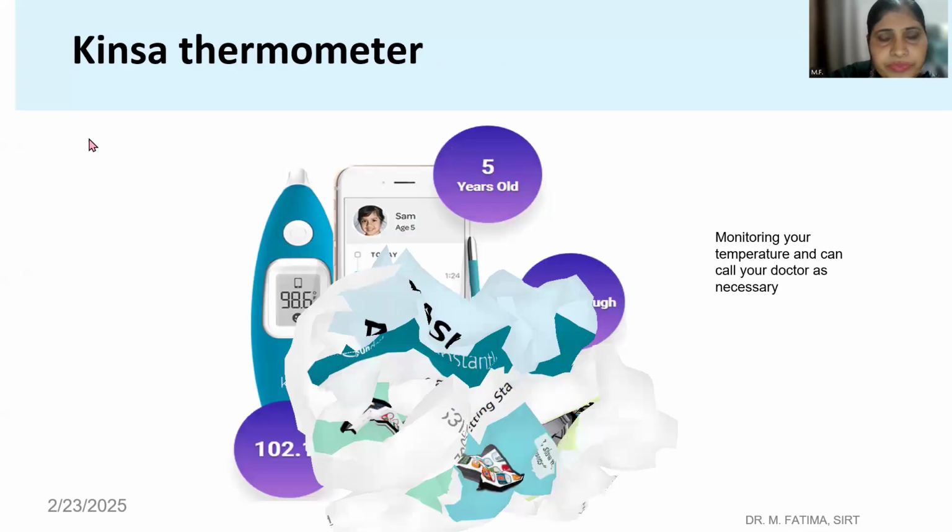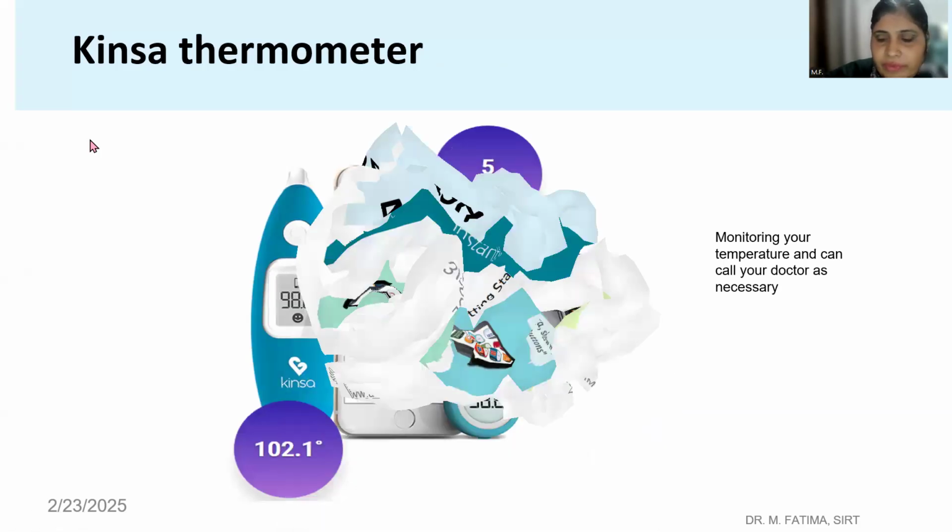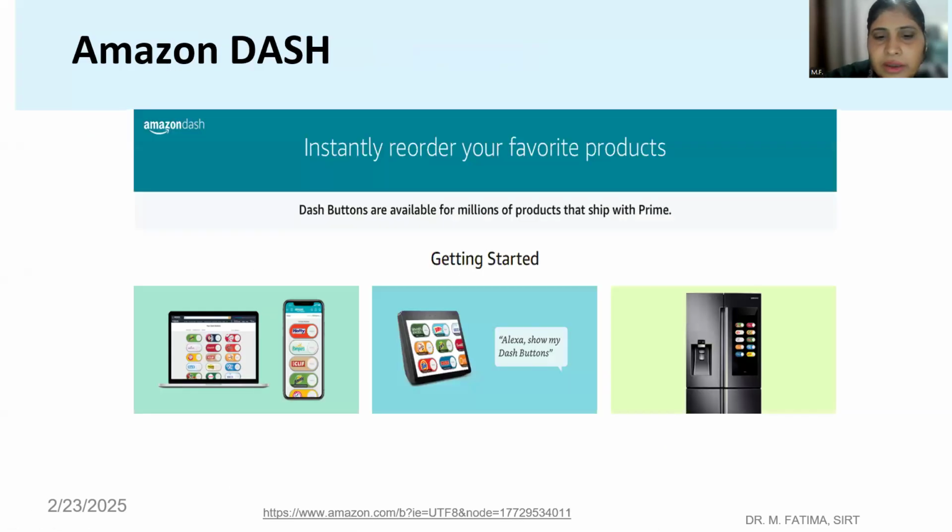Next are the dash buttons. In this, Amazon has given a facility so you can make some push buttons, and with the help of those push buttons, you can instantly reorder your favorite products. Dash buttons can be made on your computer or on your mobile.